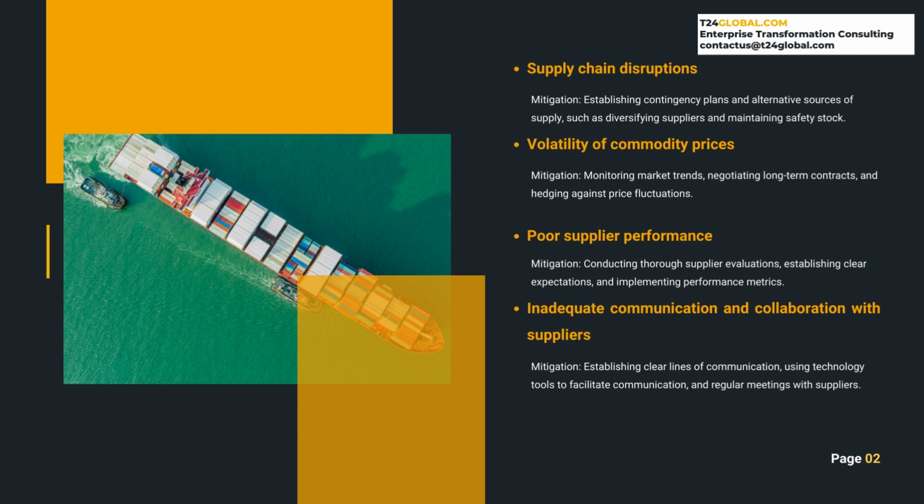The key persona involved in this process would be the procurement manager, who would be responsible for managing supplier relationships. Companies can use supplier management software, such as SAP Ariba or Coupa, to manage supplier performance and monitor compliance with SLAs. 4. Inadequate communication and collaboration with suppliers.